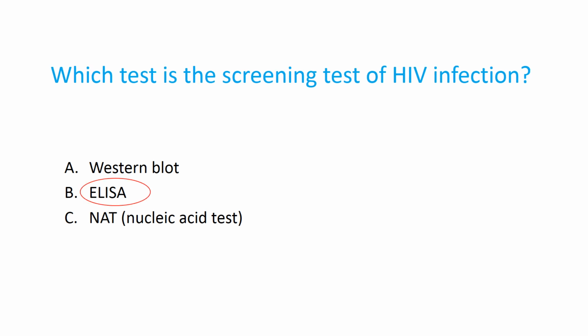The correct answer is the ELISA test. ELISA test mainly detects HIV antibodies, and they can detect antibodies as early as 3 weeks after exposure. The ELISA test for HIV is highly sensitive, but this test has relatively low specificity. It means it may produce false positive results.